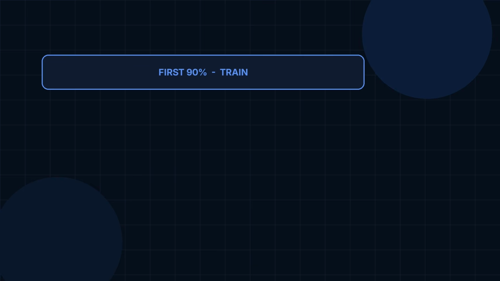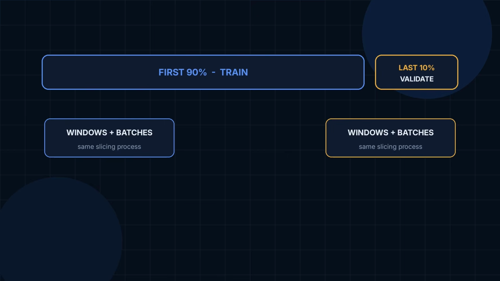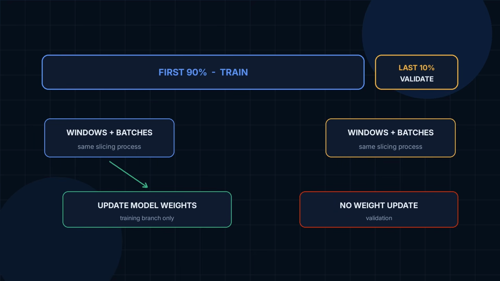For TinyGPT, we split the stream early, where the first 90% is used for training and the last 10% is used as validation data. So both of these get sliced into windows and batches exactly the same way. The only difference is that the model never updates itself based on the validation. It just gets evaluated on it.